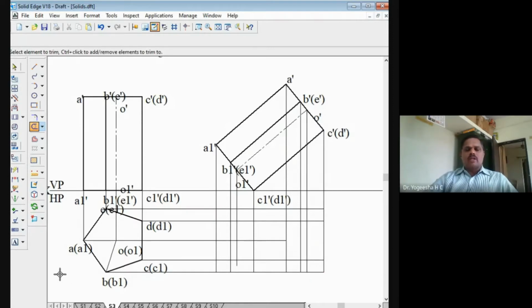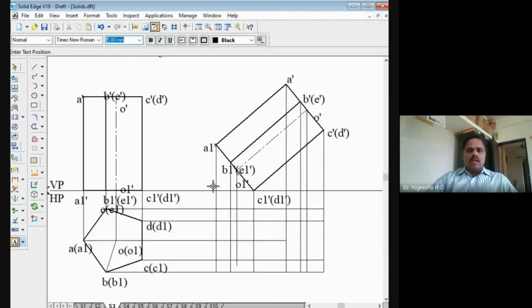I will mark the various points now. That is projector line drawn from A and A1, A1 and A1 dash. So this point is A1. Projector line drawn from B1 and B1 dash. Here is the point B1. Then C1 and C1 dash. So this is the point C1. Then this is the point D1. And this point becomes E1.